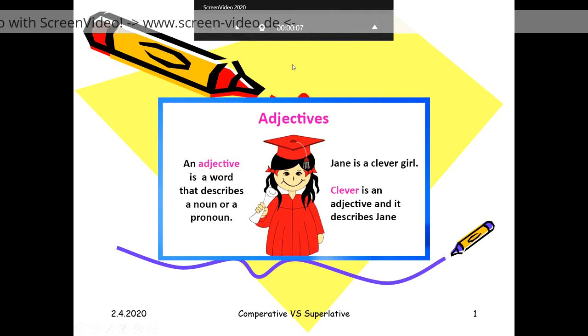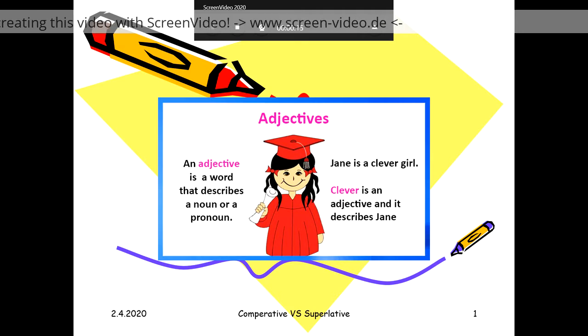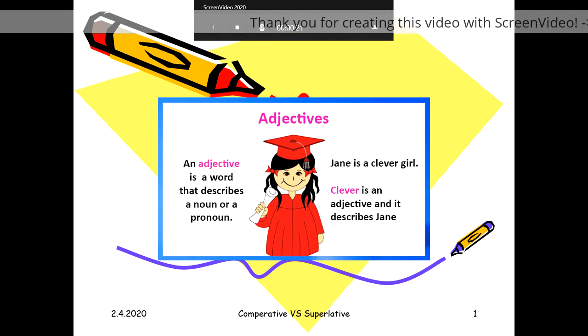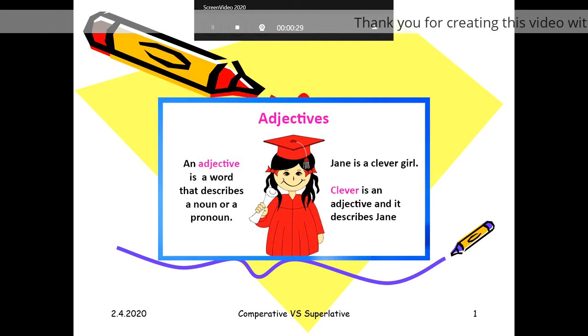The adjective is a word that tells about a noun or a pronoun. Jane is a clever girl. Clever is an adjective and it tells about whom? It tells about Jane. If I say she is clever, also clever is an adjective that tells about she. So again, an adjective is a word that describes or tells about a noun or a pronoun.